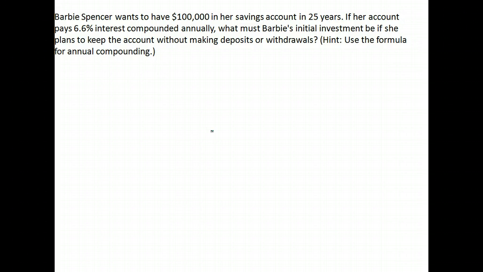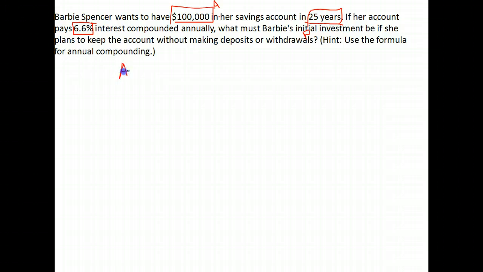All right, here's Barbie Spencer. Barbie Spencer wants to have $100,000 in her savings account in 25 years. Okay, so this is the amount A. That's what she wants to end up with. If her account pays 6.6% interest and it's compounded annually, what does her initial investment, so that's her principal or her P, need to be if she wants to do that?